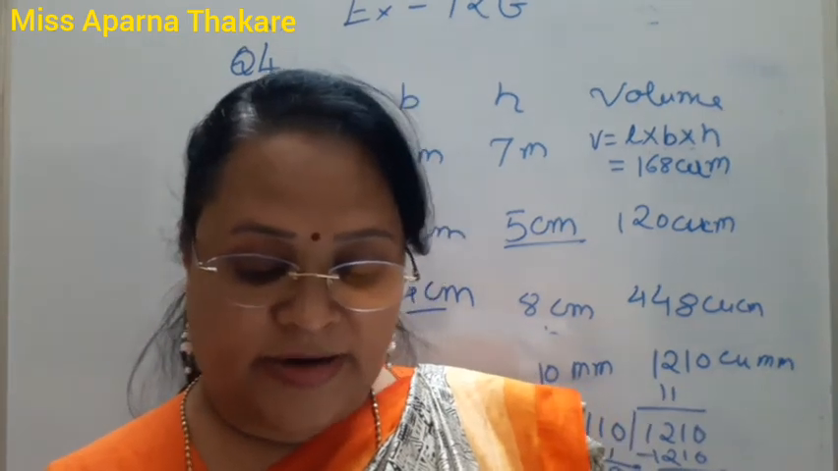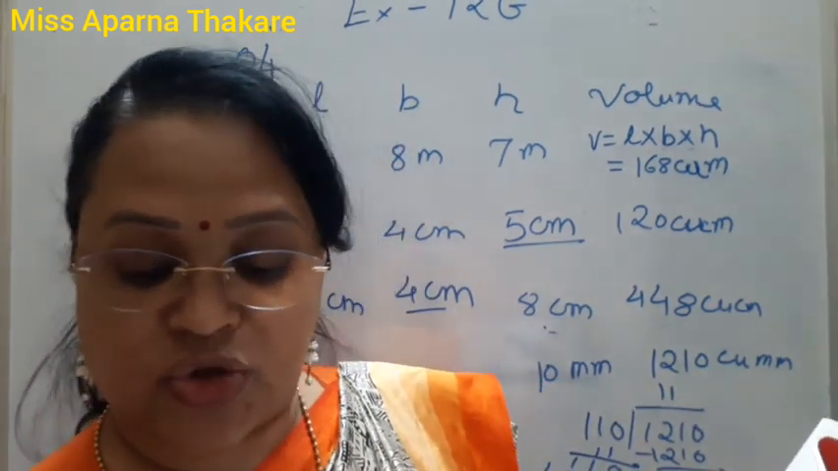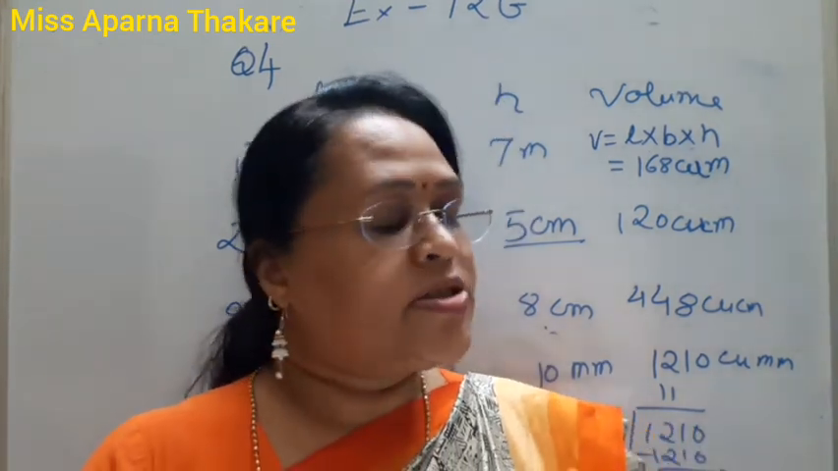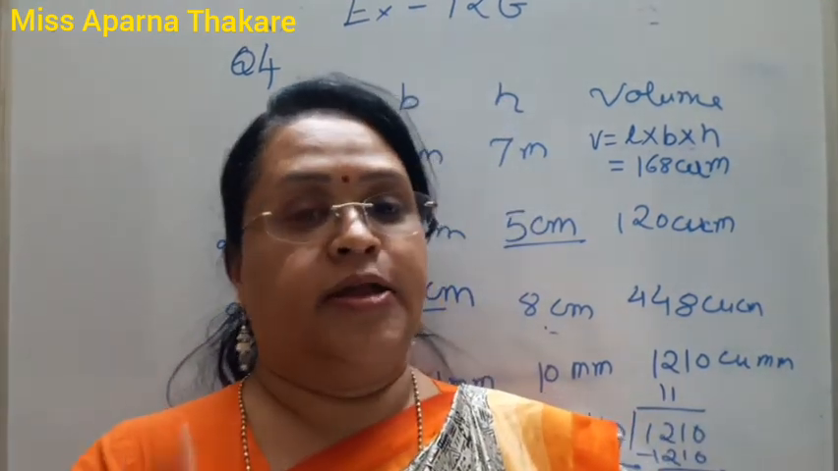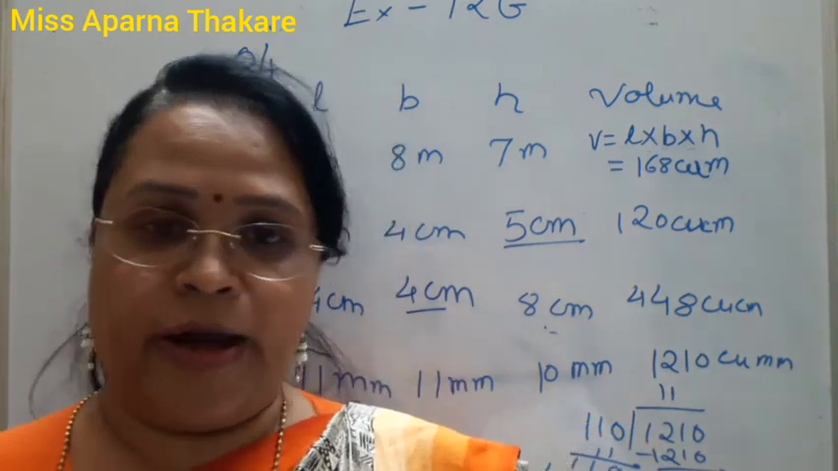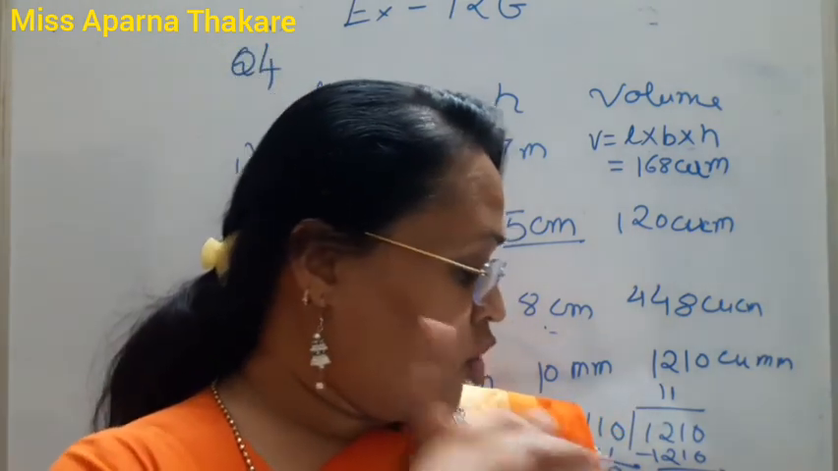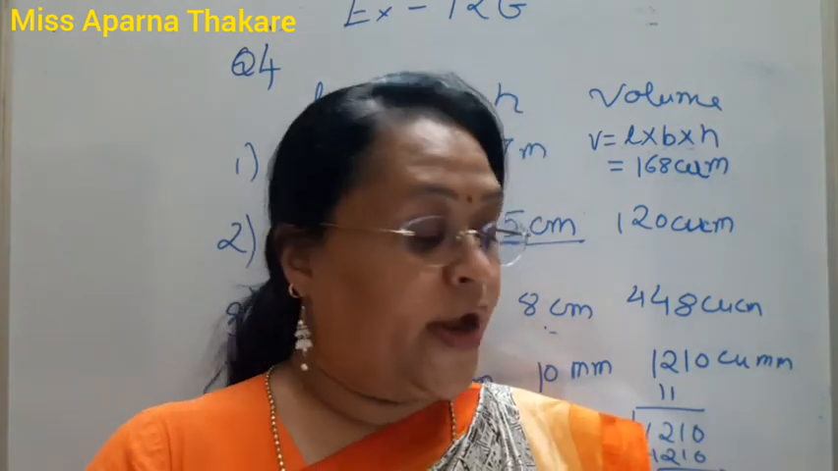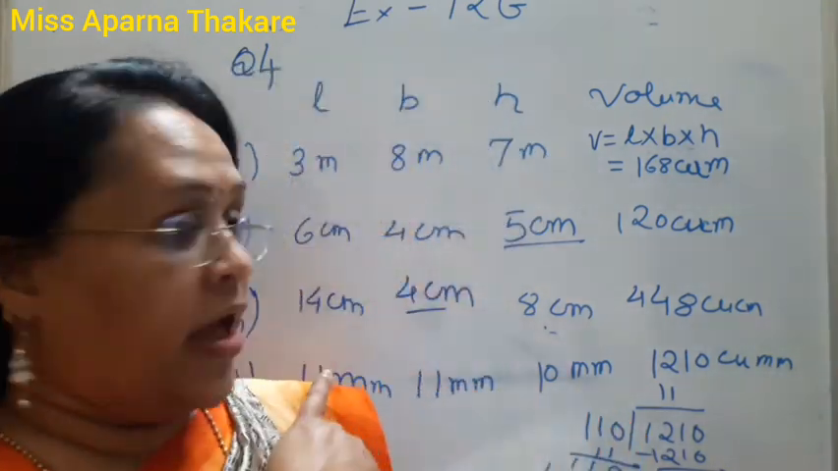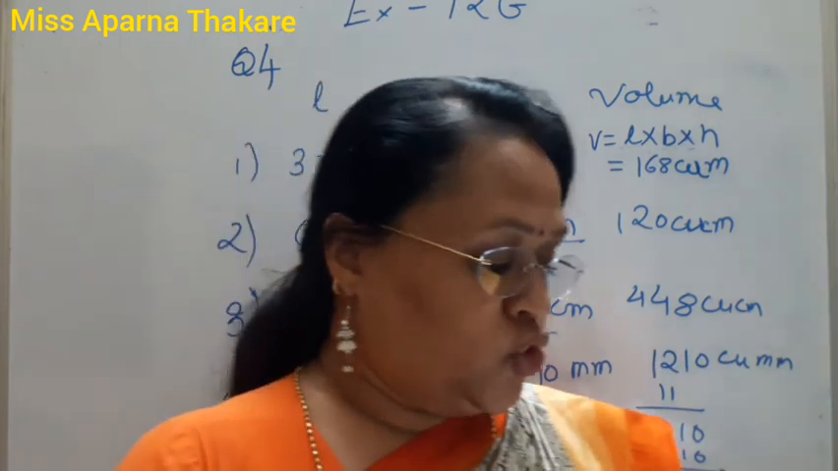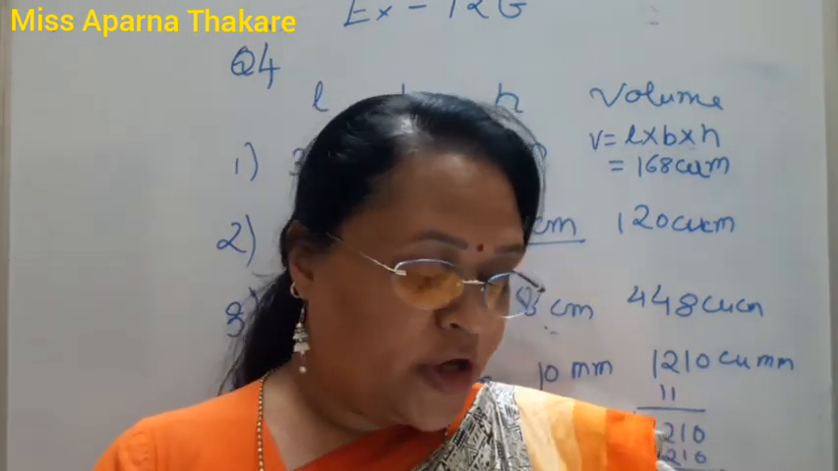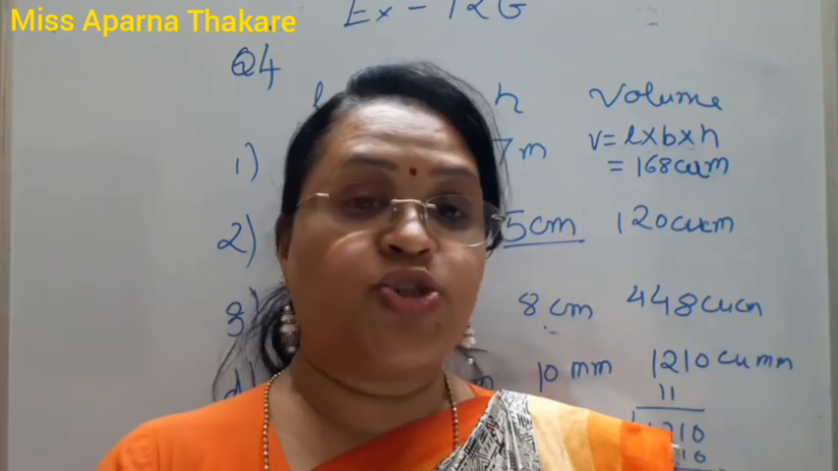So in this way we can complete the table. It means that nothing is there. You can solve it yourself. If you do the practice, then you can understand. Simple multiplication: length multiplied by breadth multiplied by height. So question number 1, 2 and 3 you can complete. Question number 4 I have given to you. Then question number 5 I will send on WhatsApp. Okay, so here we complete the exercise 12G.